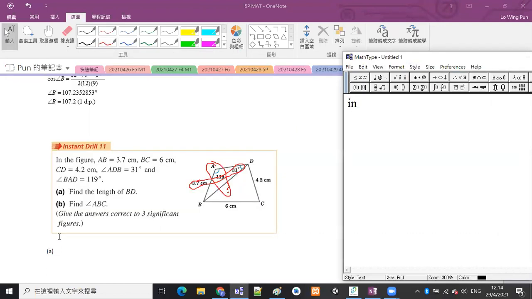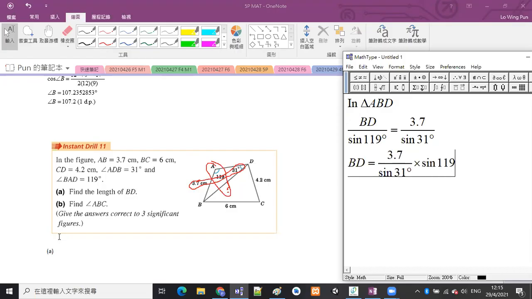Okay, so in triangle ABD, I'm going to use the sine formula to find the length BD. So I need to put BD on the top left corner and then divided by sine 119 degrees. Okay, and it's equal to the other pair, putting the length on the top. So 3.7 cm divided by sine 31 degrees. Can you get this? Sine formula. And then just multiply the sine 119 degrees to the right hand side. Okay, times sine 119 degrees.